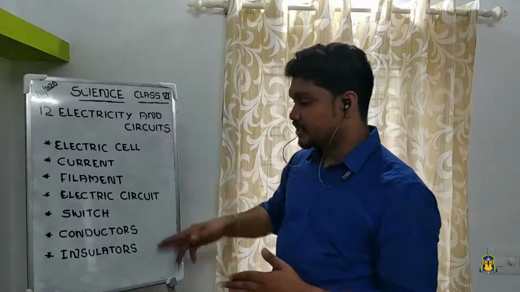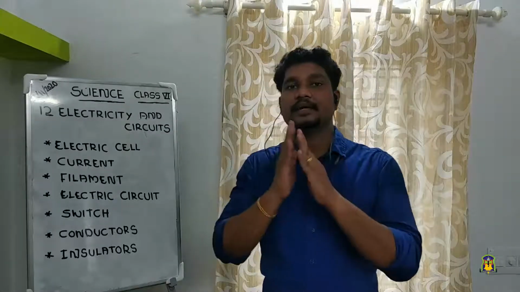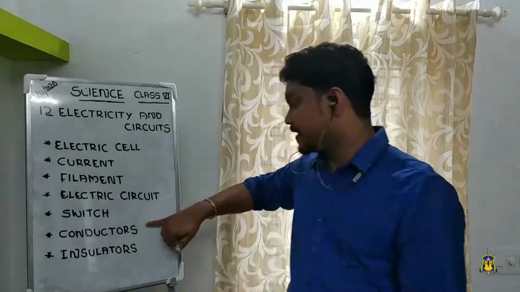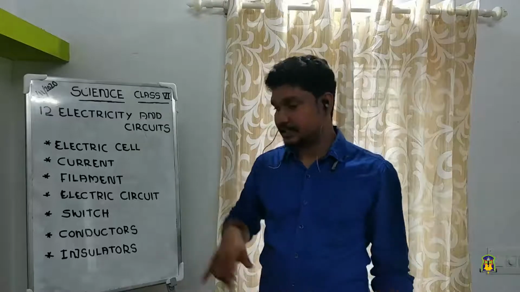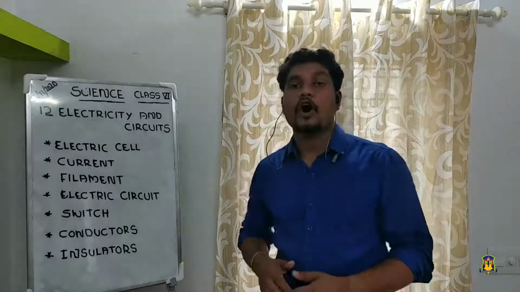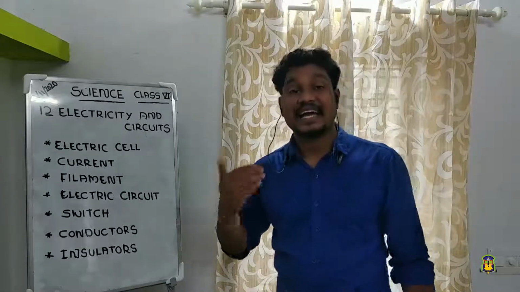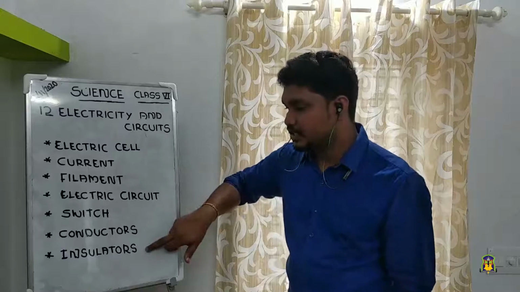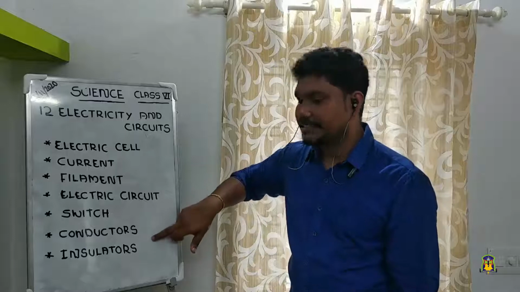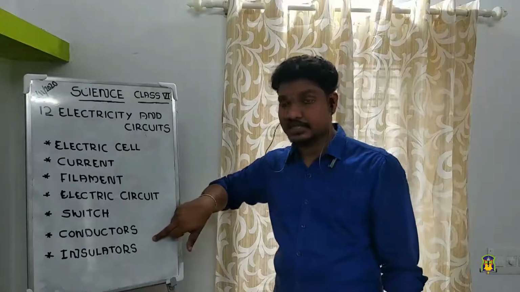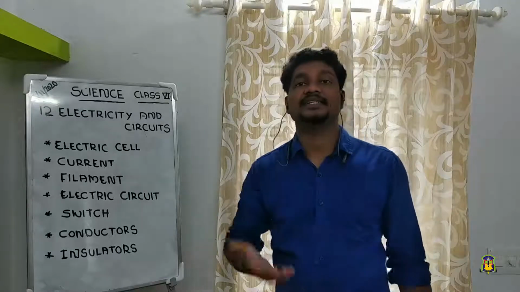Clear? And the last topic is conductors and insulators. Very simple. Depending upon the passage of electricity, we can classify objects into conductors and insulators. Conductors are the objects which allow the passage of electricity through them. And insulators are the objects which do not allow the passage of electricity through them. An example for conductors: all the metals, isn't it?